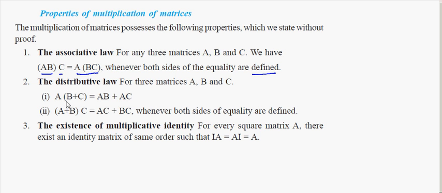Distributive law. If you have any three matrices, then A into B plus C will be equal to AB plus AC. And similarly, A plus B into C will be equal to AC plus BC, only when on both sides the product is defined. Next is the existence of multiplicative identity. For every square matrix A, there exists an identity matrix of the same order such that IA is equal to AI is equal to A. That means whenever you multiply any matrix with the identity matrix, even if you change the order, like I into A or A into I, it will be the same matrix. But one condition is that the identity matrix also should be of the same order. So these are the properties of the multiplication of matrices.